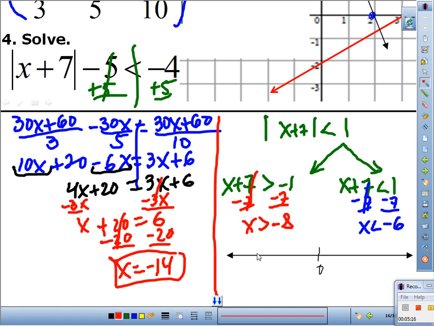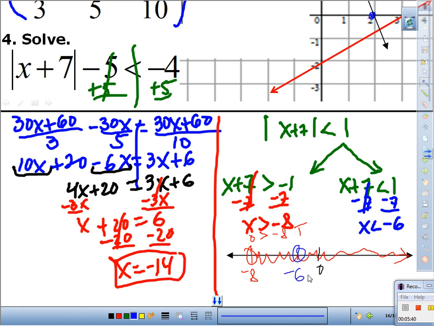All right, I'm going to start with negative 8. Negative 8 is right there. It's an open point. Before I graph, I need to find out which direction. I need to test points. Which point do I test? 0. Is 0 greater than negative 8? Yes, that's true. That means I'm going to shade towards the 0. There you go. Next, I got negative 6. Open point. I'm going to test the point again. I'm going to test 0. Is 0 less than negative 6?